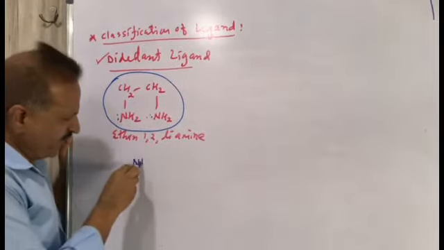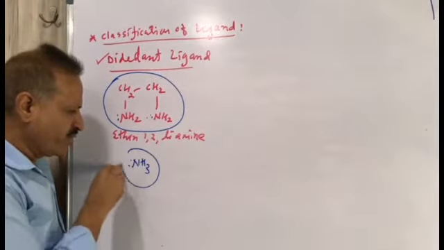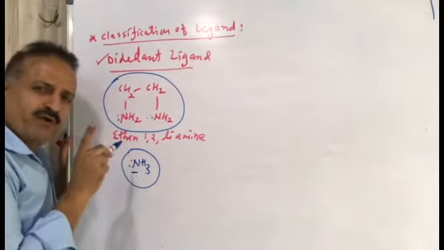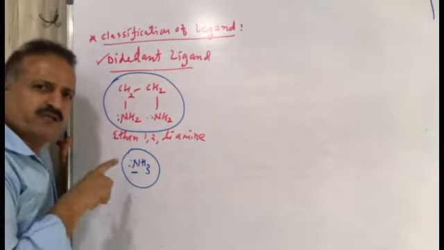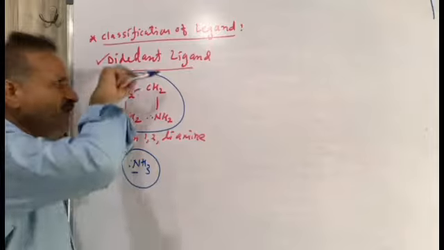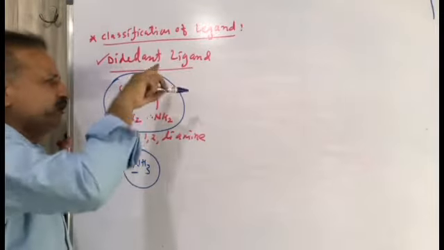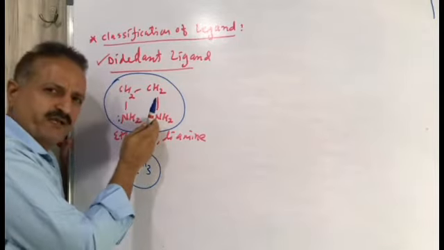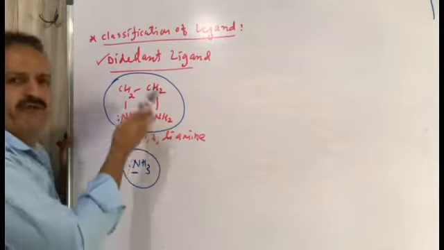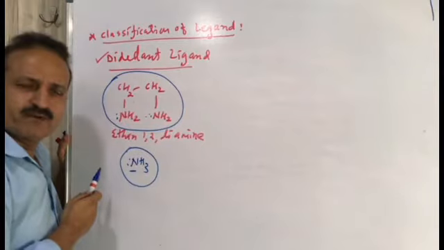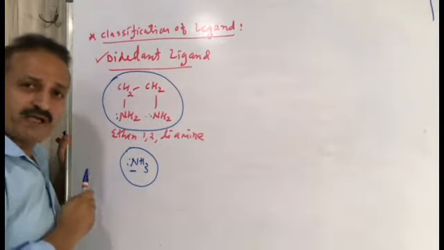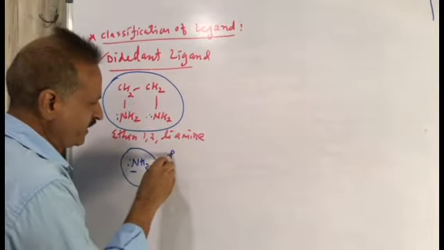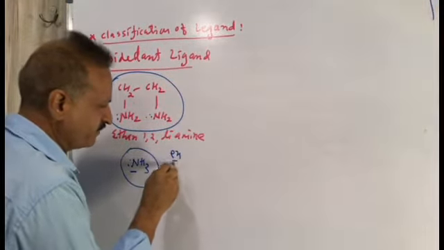This is ammonia. Ammonia is a neutral molecule. But ammonia has only 1 nitrogen, so 1 nitrogen can donate 1 electron pair. This is also a neutral molecule, and one neutral molecule having 2 different nitrogens present, so 2 electron pairs will be donated. So the example is ethane 1,2-diamine, shortly said en.